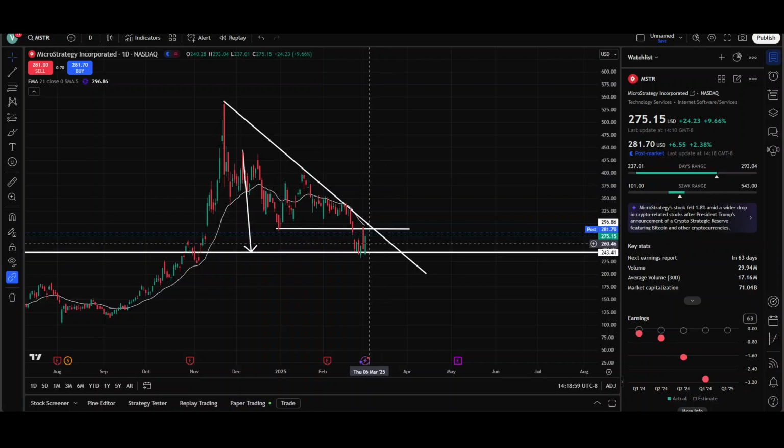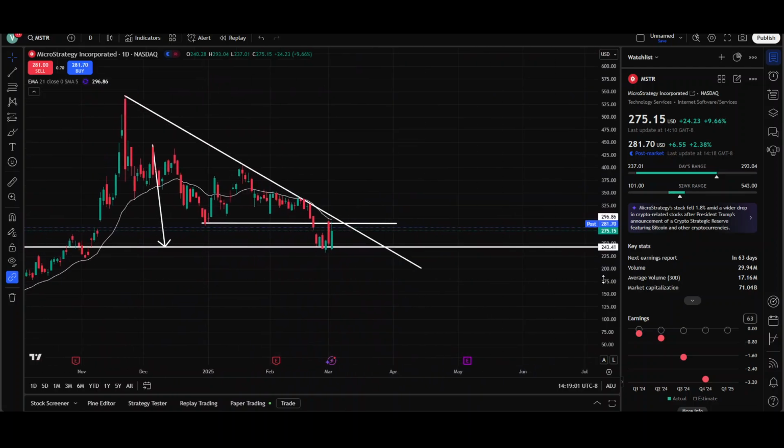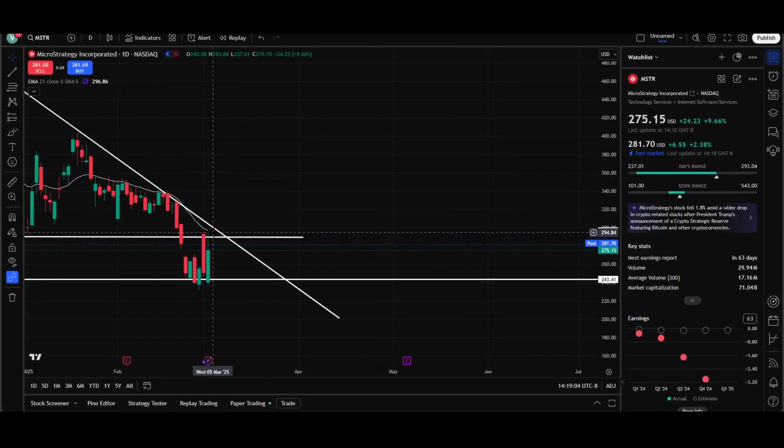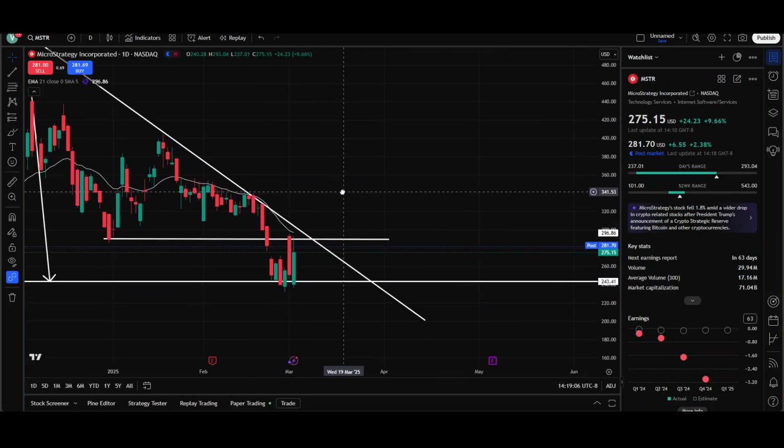MSTR. Either way, it looks like we did see a nice bounce off that 240 level once again. It almost took out the high 200s. It went to the 293 level, and then we still saw a rejection off of it. So then aftermarket still looks bullish. Let's see what happens to Bitcoin.